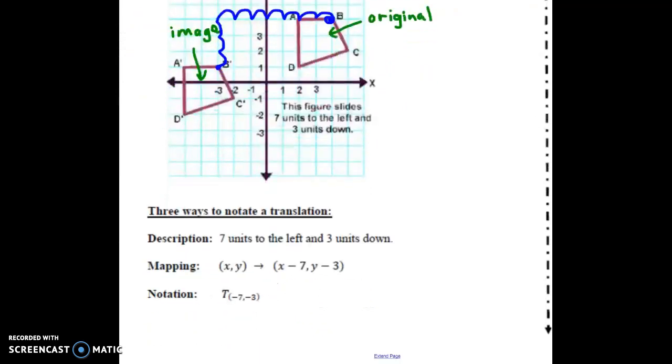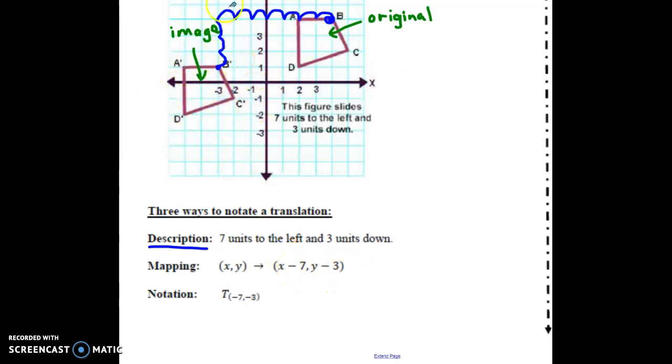So, along with the movement part of this, we have to know that there are actually 3 ways to talk about a translation. The verbal description is what we just did. We talked about how it was moved 7 units to the left and 3 units down. This type of notation is a little more interesting, I think. It tells us using the coordinates (x, y), we will take our x coordinates and subtract 7. And the reason they come up with subtracting 7 is because we went to the left 7. This is your x-axis. All your negative numbers are to the left. So that's why they used a minus 7.